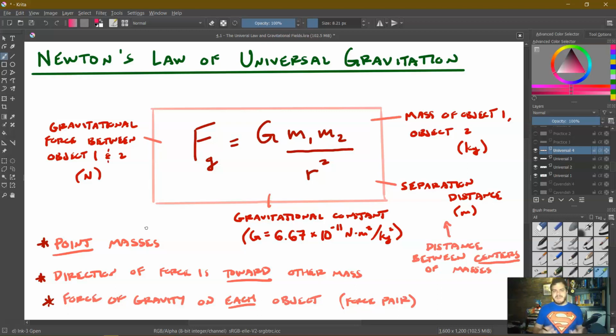And additionally, this is the force of gravity on each of the two objects because they make up a force pair. Object 1 applies a gravitational force to Object 2. Object 2 applies the same gravitational force in the opposite direction on Object 1.